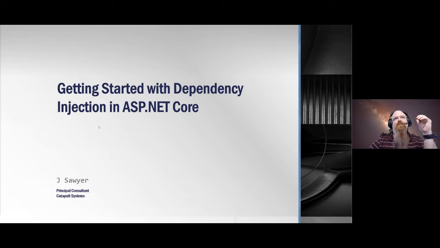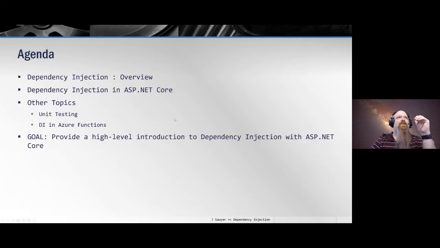So as we get started, let's take a look at our agenda. We're going to do a quick overview of what dependency injection is and why you should care. From there, we're going to get right into using dependency injection in ASP.NET Core, and I'm going to show you a couple of different ways. I'm going to try and make it very demo heavy, so you'll get to see a lot of code, which is a good thing. We all love code.